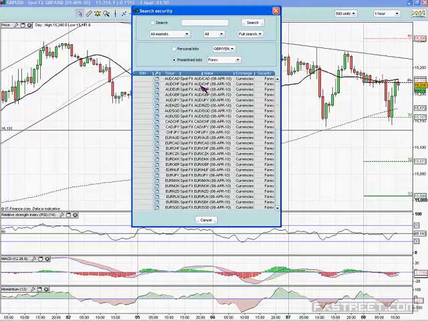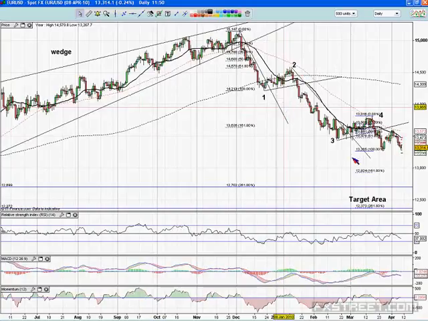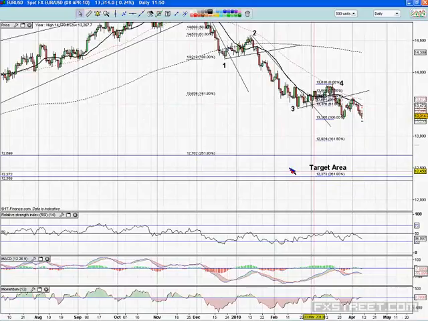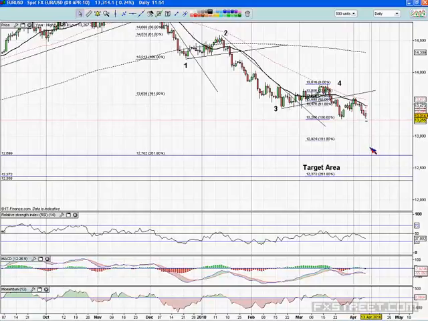This is a wedge formation. Euro dollar. We did discuss this last week. This is your wedge formation. Okay, wave 1 down, impulsive, corrective 2, impulsive 3, corrective 4. This is your target area, 261.8%. Previous low here. If you take this as wave 1, it might extend down to 261.8% here.